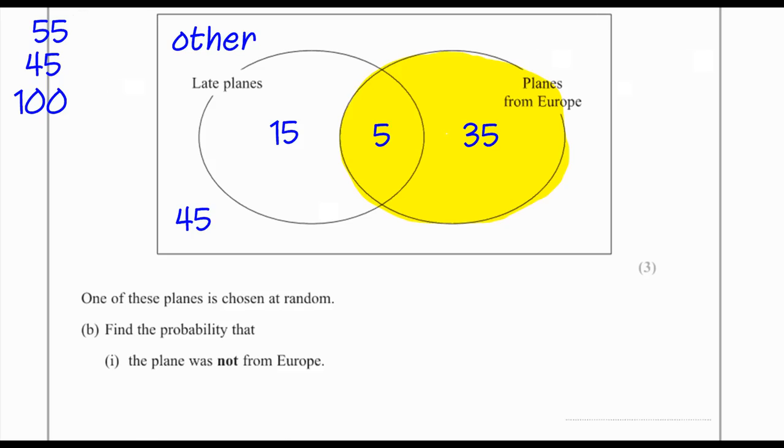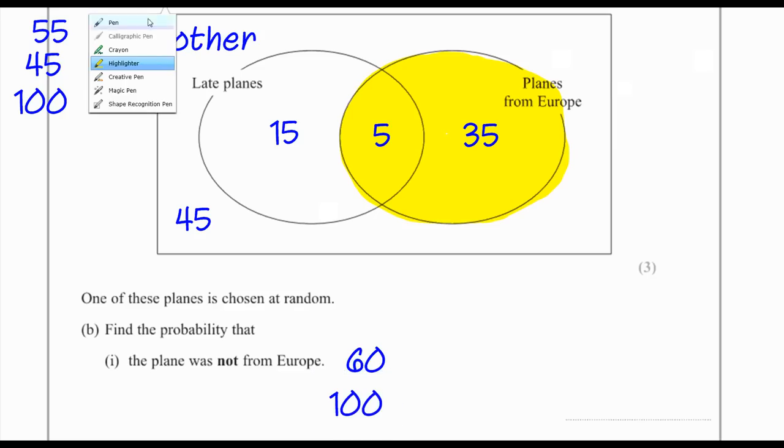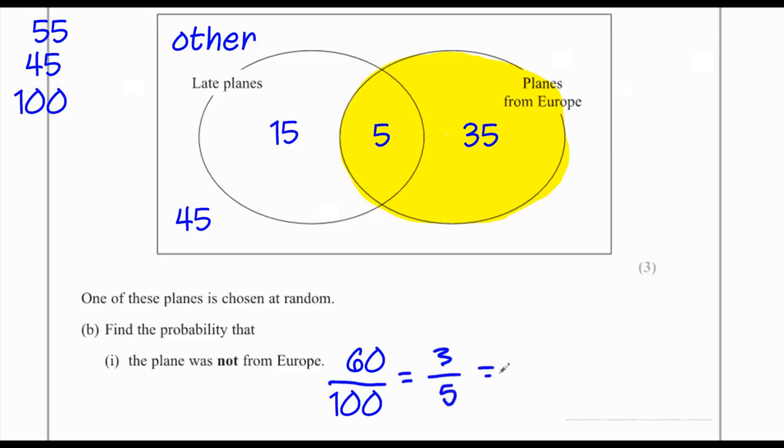Well, there's 40 planes from Europe, so that means that there's 60 that aren't from Europe. And we're talking about 100 planes in total, so it's 60 planes out of 100, and that's your answer. 60 out of 100 simplifies to 3 over 5 or 0.6, however you want to give your answer, and your calculator will help you to do that.